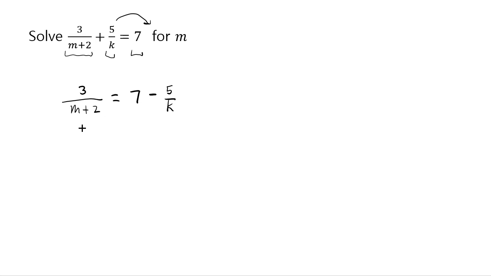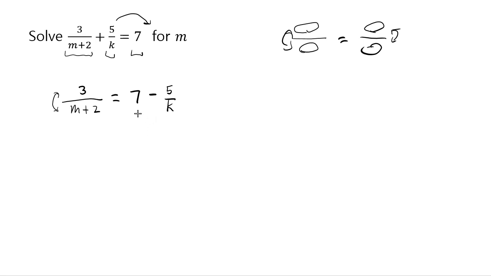Alright, now I wish that this m could be in the top rather than in the bottom. So to do that, I want to flip top and bottom. But the problem is, if you have more than one fraction on the right side, you can't do that. It's actually true that if you have a fraction equals a fraction, then you can flip top and bottom on both sides. Here you can't do that because you have multiple fractions.